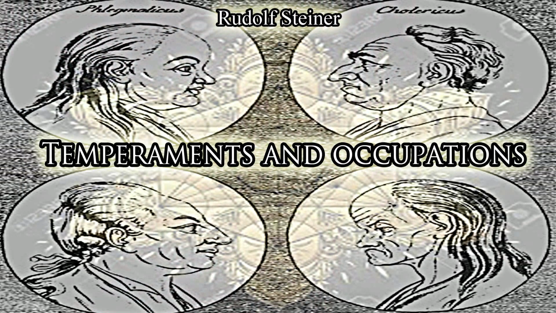A report was presented on the following questions. How is the sanguine temperament expressed in a child? How should it be treated? Rudolf Steiner: This is where our work of individuating begins.